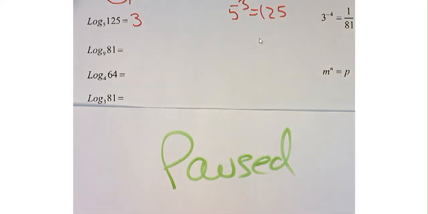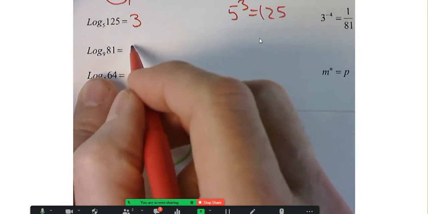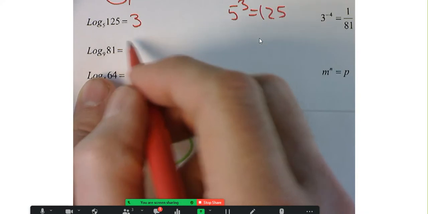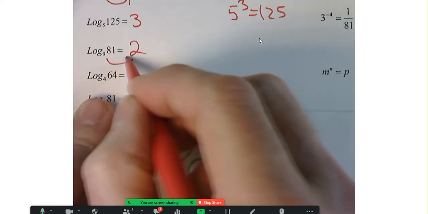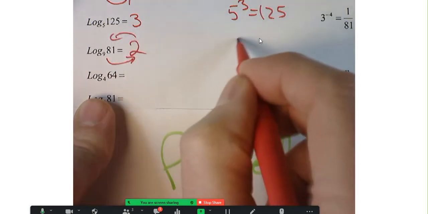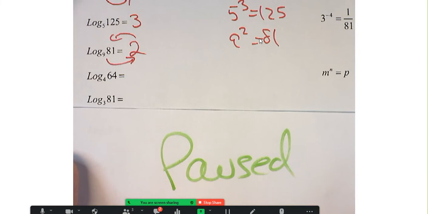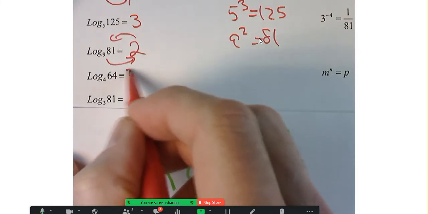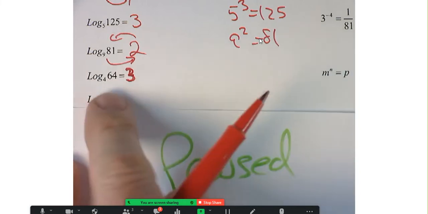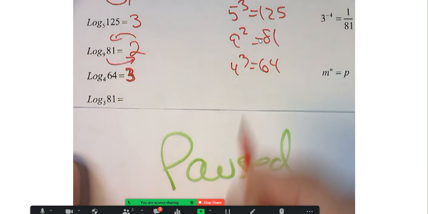So let's take a look here. 9 to what power gives you 81? Second power. Yeah, second power. So equivalently, that's going to be 9 to the second power equals 81. 4 to the third power equals 64.